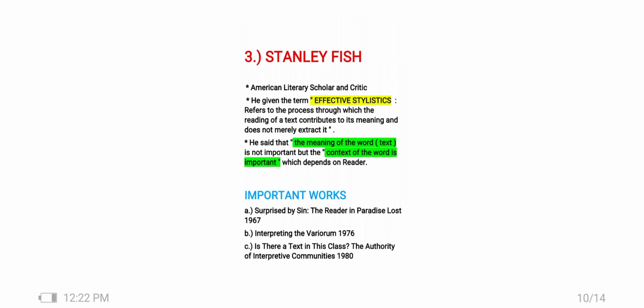Some important works given by him. Number 1, Surprised by Sin: The Reader in Paradise Lost, given in the year 1967. Next, Interpreting the Variorum, 1976. Number 3, Is There a Text in This Class? The Authority of Interpretive Communities, given in the year 1980.